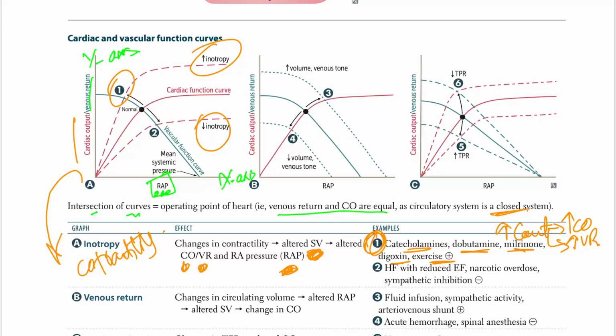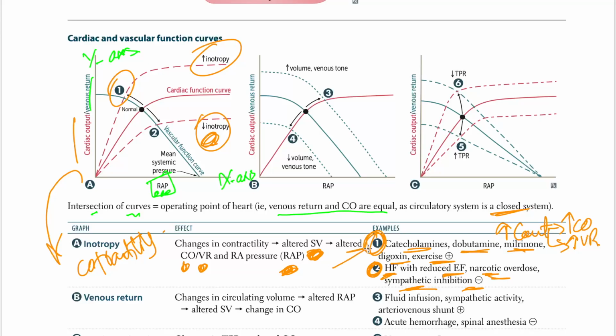Simple thing. But if you look at point 2, what are they trying to say there? They're saying what would decrease the inotropy. To decrease inotropy, you have heart failure with reduced ejection fraction, narcotic overdose, or sympathetic inhibition. With heart failure, no matter what you do, the heart is failing. You're not going to get your heart to pump more blood out because it's failing, so for sure you would decrease inotropy. There will be no contraction or not much contraction. With narcotic overdose, they are slowing down the contraction of the heart. Sympathetic inhibition would inhibit the catecholamines working on the receptor and cause a decrease in contractility.